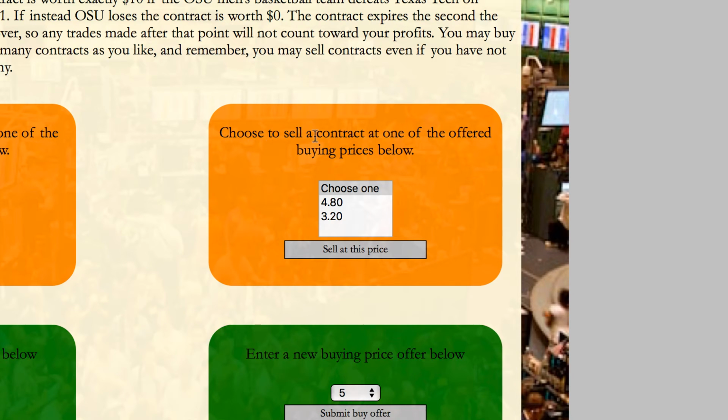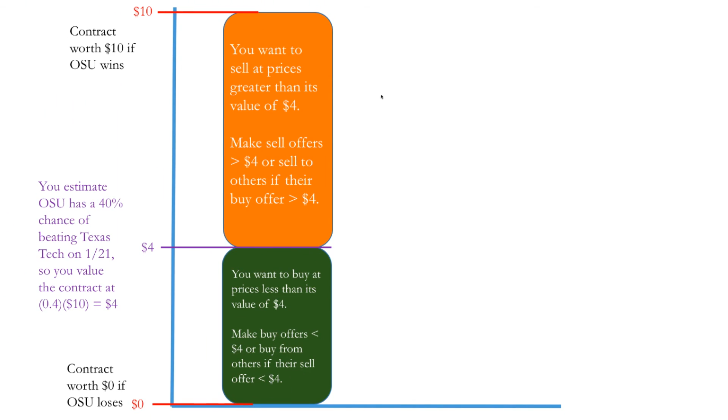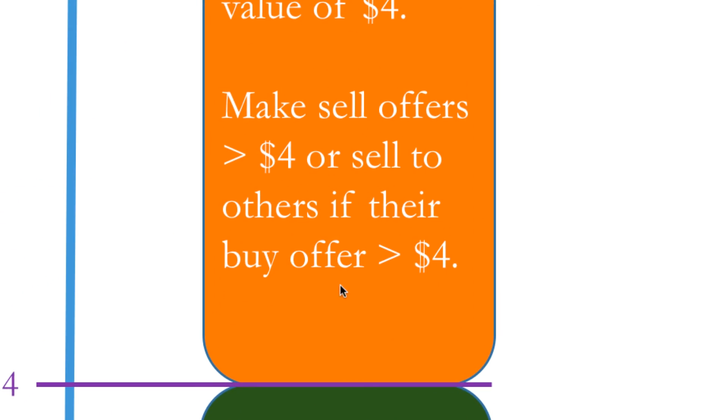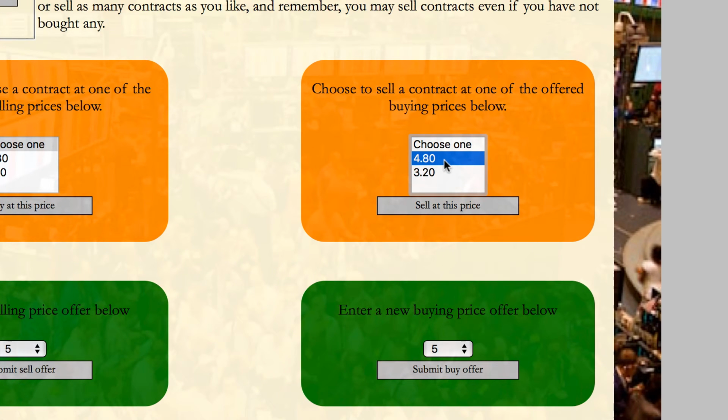Here's a place where I can sell contracts to other people. So this says choose to sell a contract at one of the offered buying prices below. This is a case where someone offered to buy the contract at $4.80. Well, that's what I want to do. I want to sell to others if the buy offer is greater than $4. So I'm going to choose that other person's buy offer of $4.80, and I'm going to sell at that price.